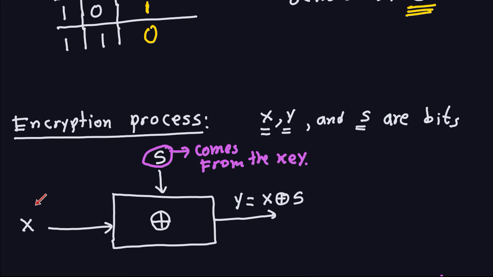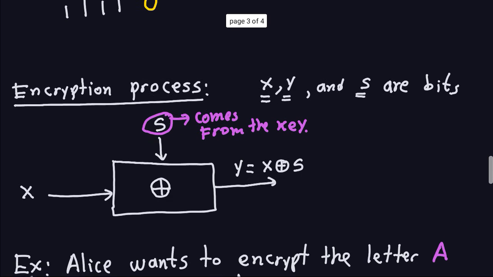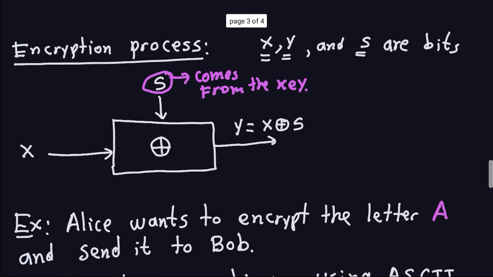So you have an X, a bit, an S, and that's another bit. It's going to go into here, and of course what comes out is X XOR S. And Y here will be representing the ciphertext. So 1 bit of plain text is transformed into 1 bit of ciphertext with something that comes in here from the key that we are using for encryption. So let's see a particular example.